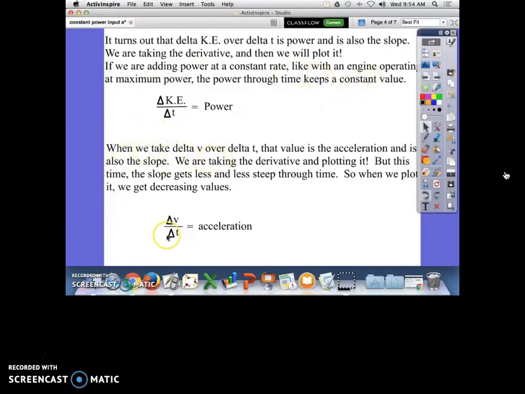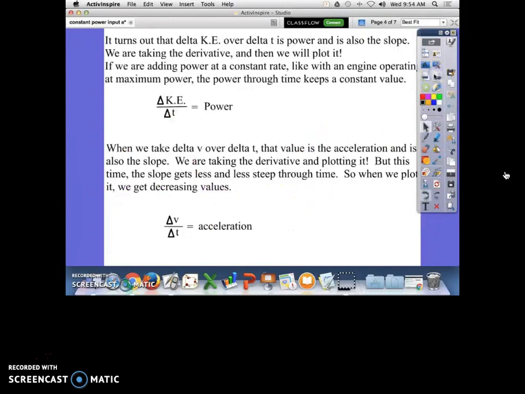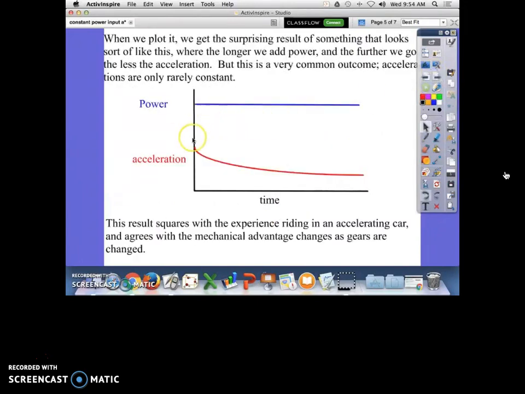But when we take delta v over delta t, that value is acceleration, and it's the slope. And you're taking the derivative, and you're plotting it. But this time the slope gets less and less steep as we go out. And so when you plot it, you're getting decreasing values, less and less. So we get a surprising result that looks like this, where the longer you're adding power and the further you're going through time and distance, the less the acceleration is.